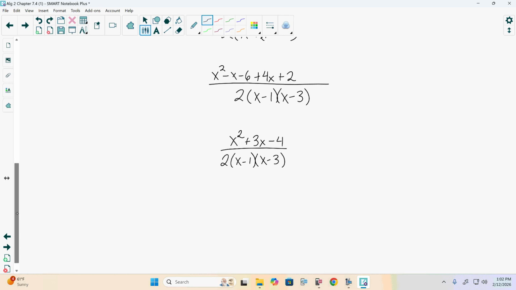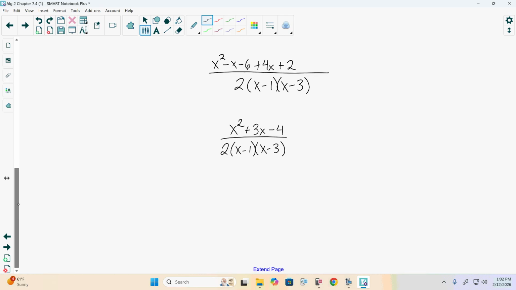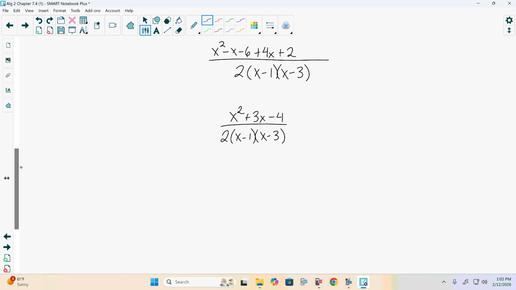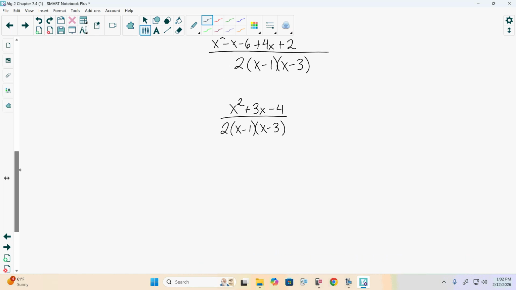We can say this is the final answer as long as the top of the fraction does not factor and there's nothing in common on top and bottom. x squared plus 3x minus 4. Does that look like it could factor? Or it looks like it probably won't. That one's kind of hard to say, yes? Unlike some of the ones we did yesterday.